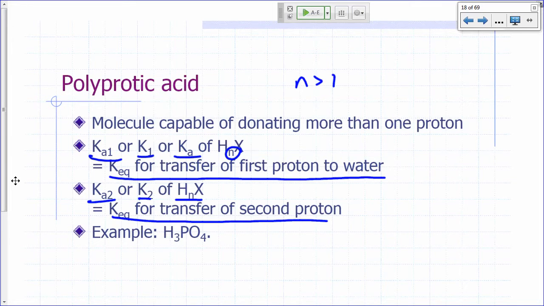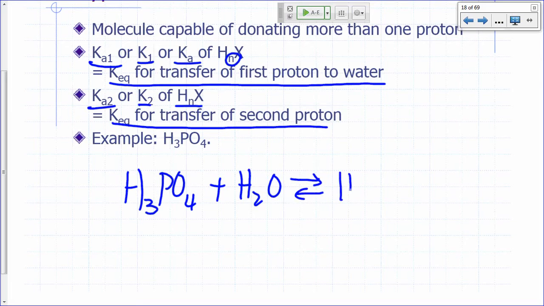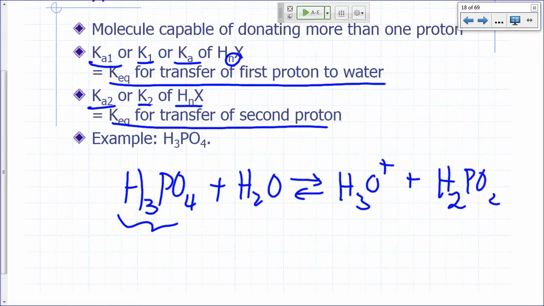For example, H3PO4. Okay? If I were to transfer one proton from H3PO4 to water, it gives you H3O+. What's left behind if I remove a proton from H3PO4? H2PO4, and its charge is now going to be -1, right? So the KEQ for this reaction is called the Ka1 or the Ka of H3PO4.